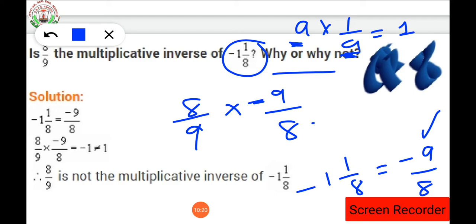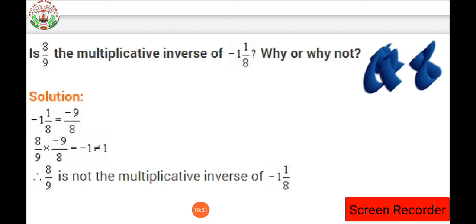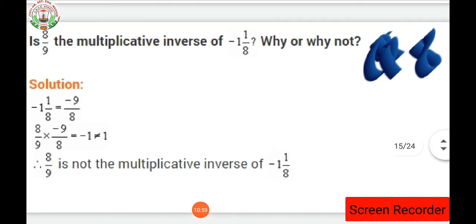Why it is so? Because when we will do the cancellation, minus 1 we will get the answer, but that minus 1 will not be equals to 1. Hence we can say that 8 upon 9 is not the multiplicative inverse of minus 1 upon 8, that is minus 9 upon 8. Okay, 8 by 9 जो है multiplicative inverse minus 9 upon 8 जिसका mixed fraction है minus 1 by 8 नहीं होगा. Why it is so? Because while doing the calculation minus 1 answer is coming, but in the multiplicative inverse the answer should come 1. That's why. Have you understood question number 8?